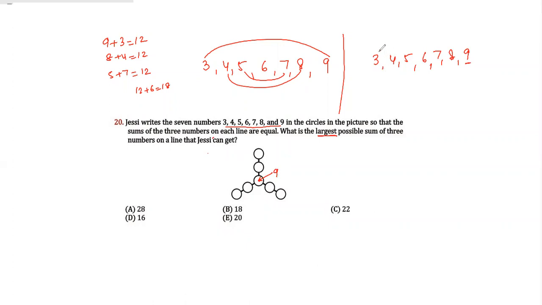Now, can we do it this way? See, 8 plus 3 will give me 11. 7 plus 4 will also give me 11. And 5 plus 6 will give me 11. And 9 is common to all of them. If I add 9 to it, I'll get 20. So 20 is the number that I can get. So my answer for this question will be option E, 20.